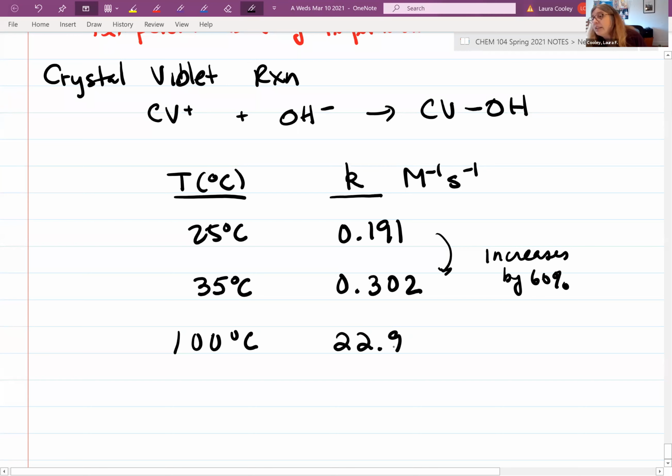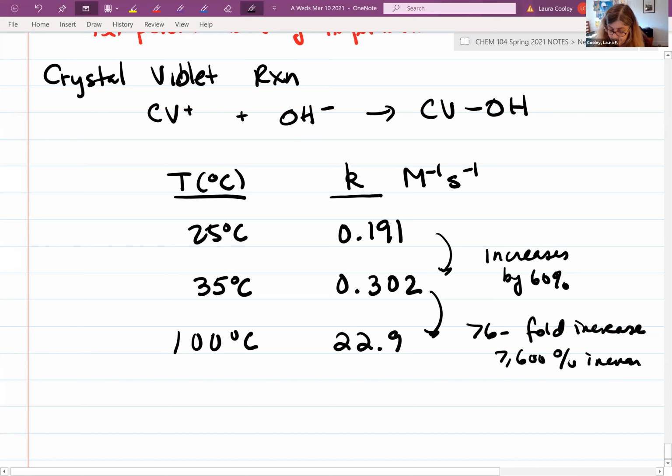You know, that's a really big thing. This is a 76-fold increase. If you write this as a percent, it's 7,600% increase in going from 25 to 100 degrees C.